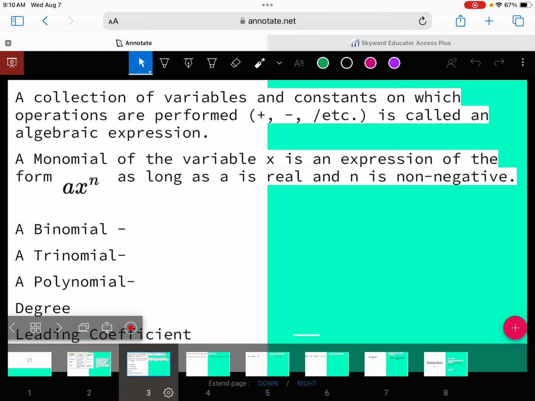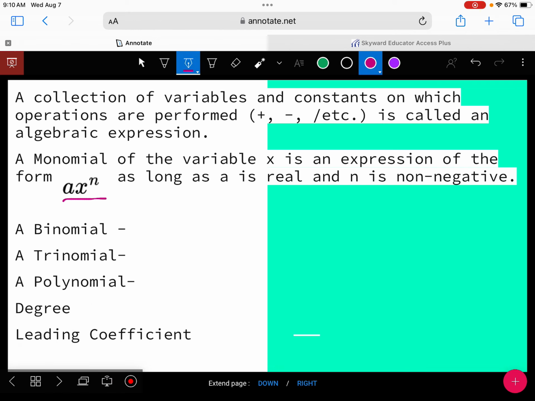Monomials mean it's one thing. So monomials typically look like this: a constant and a variable. The variable may have a power, it may not, but it's just a constant and one variable, nothing added, nothing subtracted, nothing extra. One term: 2x, 3x squared, 1/3 x to the 4th, 27y. All of those are monomials.